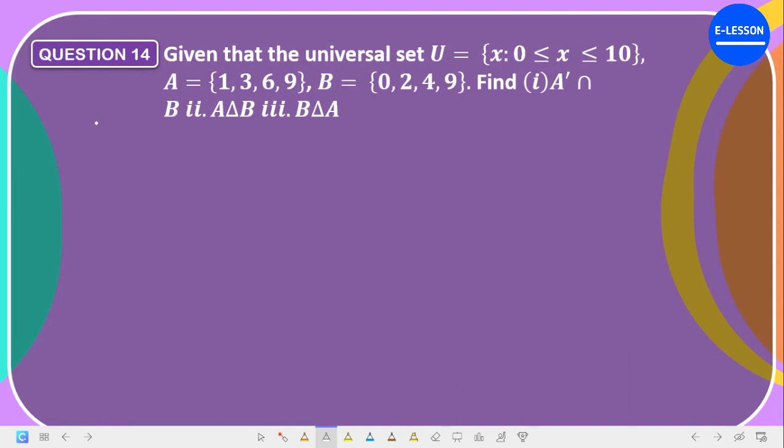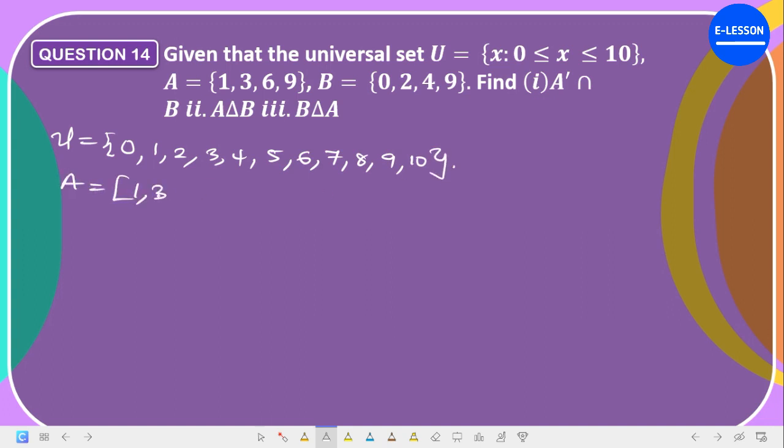The next question says, given that the universal set is s, where s is greater than or equal to 0. Now s is greater than or equal to 0, it means you start from 0, but it's less than or equal to 10, means 0 to 10: 1, 2, 3, 4, 5, 6, 7, 8, 9, 10. And A is 1, 3, 6, 9. And then B is 0, 2, 4, 9.